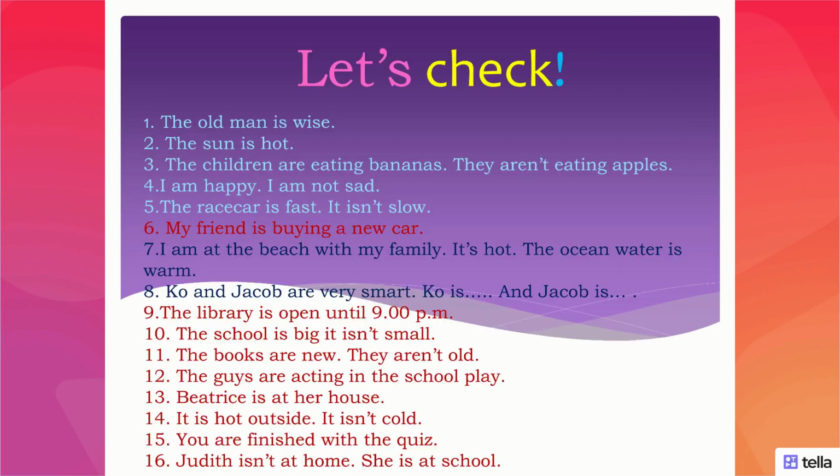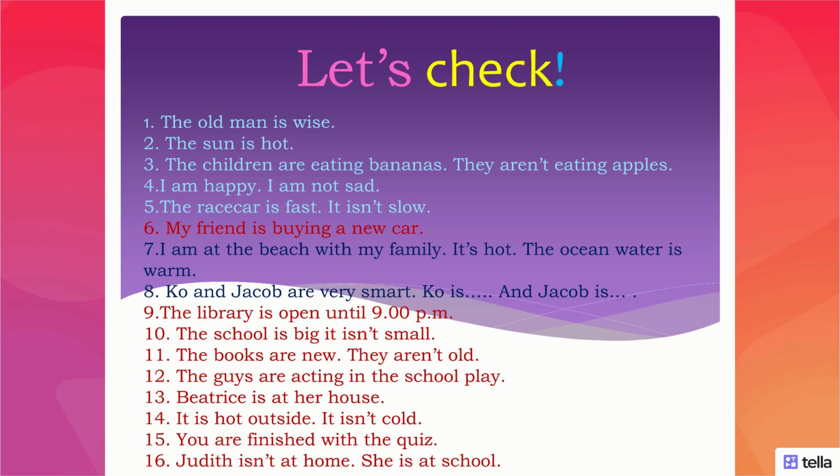Okay, guys, I hope you finished this task successfully, and right now let's check. Number 1, the old man is wise. Number 2, the sun is hot. If you have some mistakes, correct them, guys. Number 3, the children are eating bananas. They aren't eating apples. Number 4, I'm happy. I'm not sad. Number 5, the race car is fast. It isn't slow. Number 6, my friend is buying a new car.